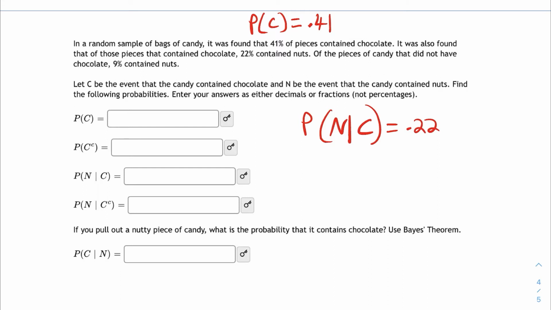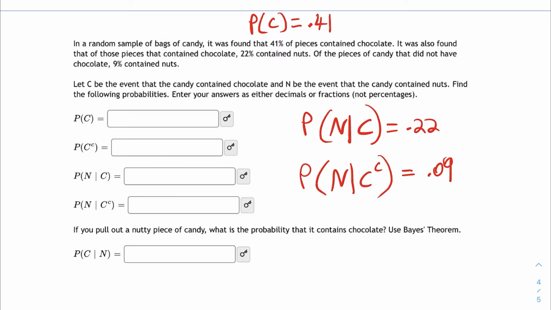Then it goes on to read, of the pieces of candy that did not have chocolate. So now I'm conditioning on not having chocolate. So the condition is that you don't have chocolate. Of the pieces of candy that do not have chocolate, 9% contain nuts. So this is the probability of containing nuts, given that you didn't contain chocolate, and that's given as 9%. So these are the probabilities that are given.